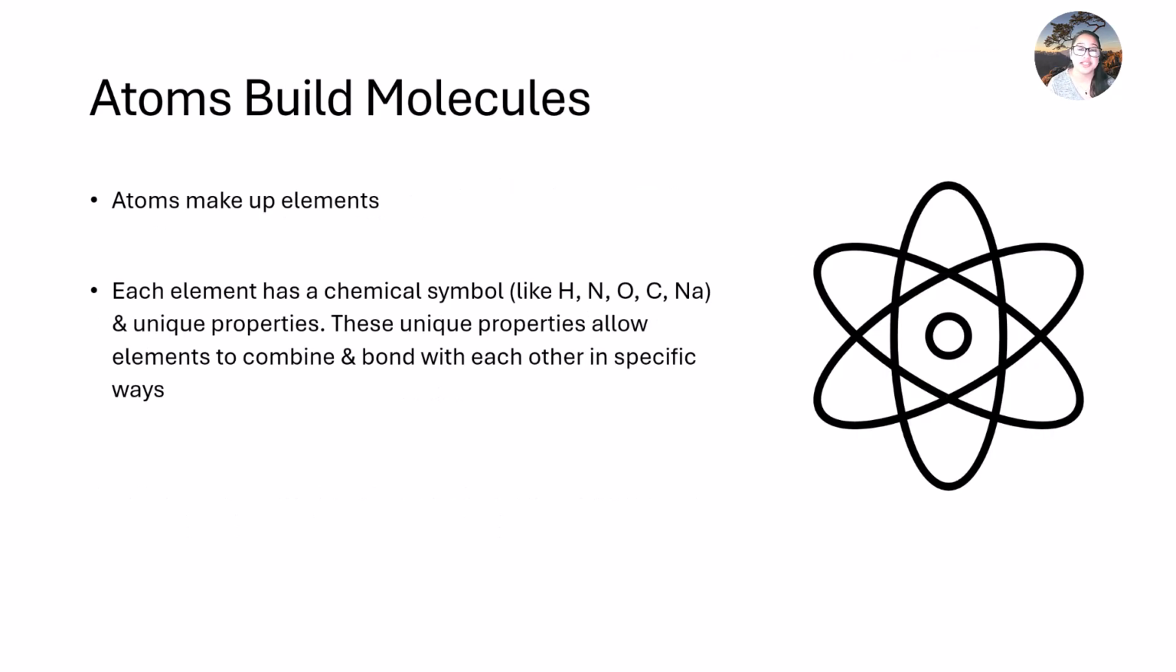So to start with the smallest element. Everything is made of atoms. Atoms make up elements. So when we talk about elements, we're talking about different kinds of atoms. Each element has a chemical symbol and its own unique properties. Elements are different because they consist of different atoms that have different components. Those unique properties are what allow elements to combine and bond with each other in specific ways.